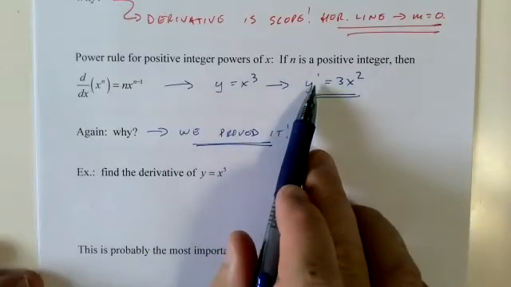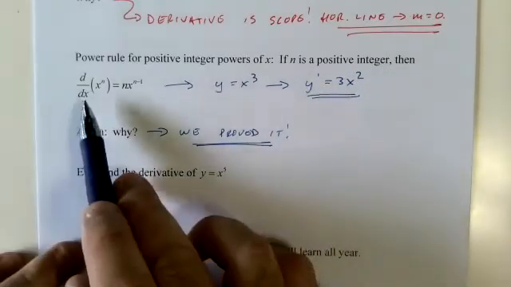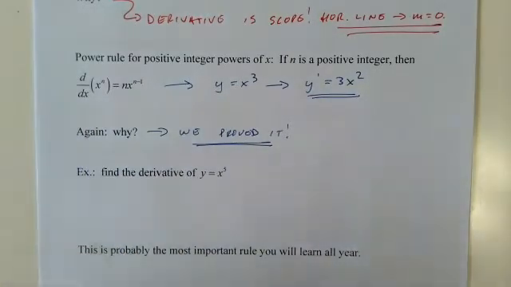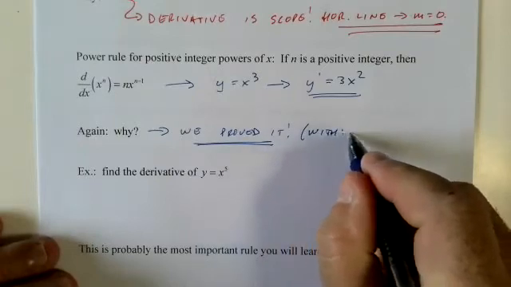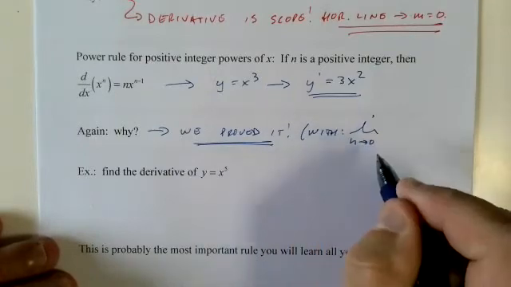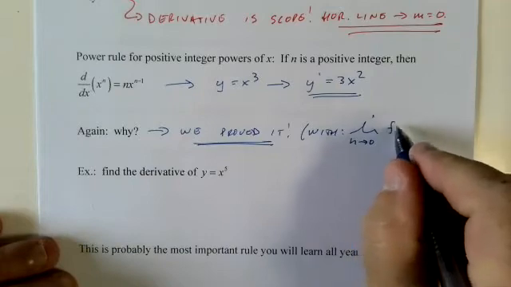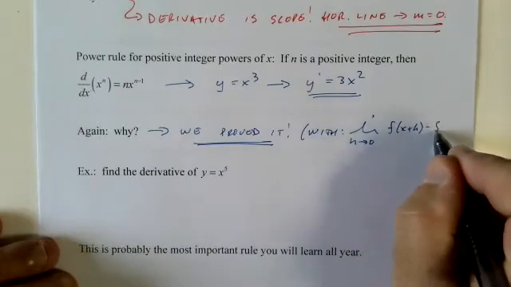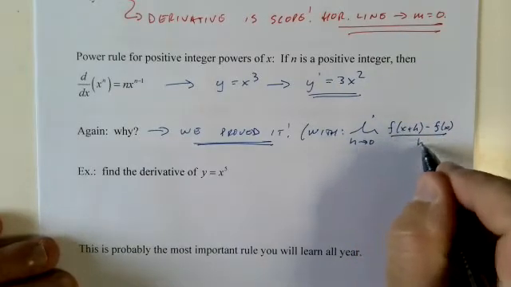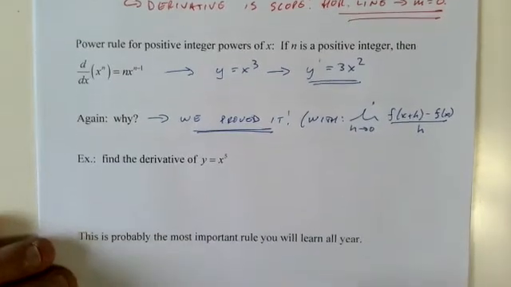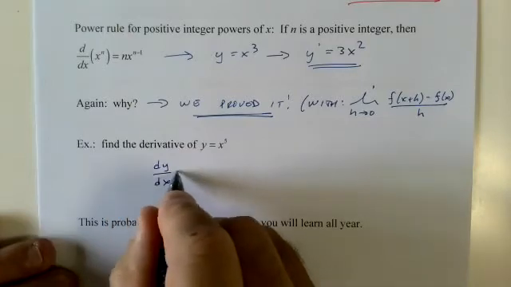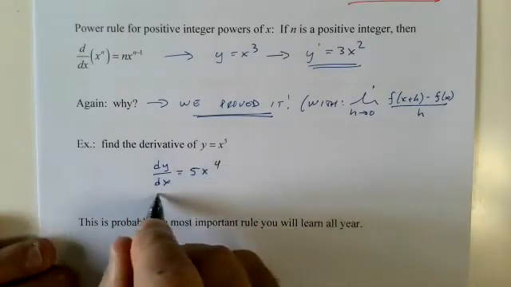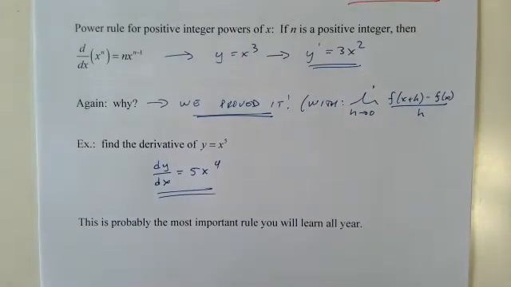Notice the different notation, y prime, d dx. I keep mixing it up. And how do we prove it? So what's the derivative of y equals x to the fifth? And I keep changing up notation on purpose just to keep you on your toes, 5x to the fourth. So that's the big one. That's probably the most important rule you'll learn all year.